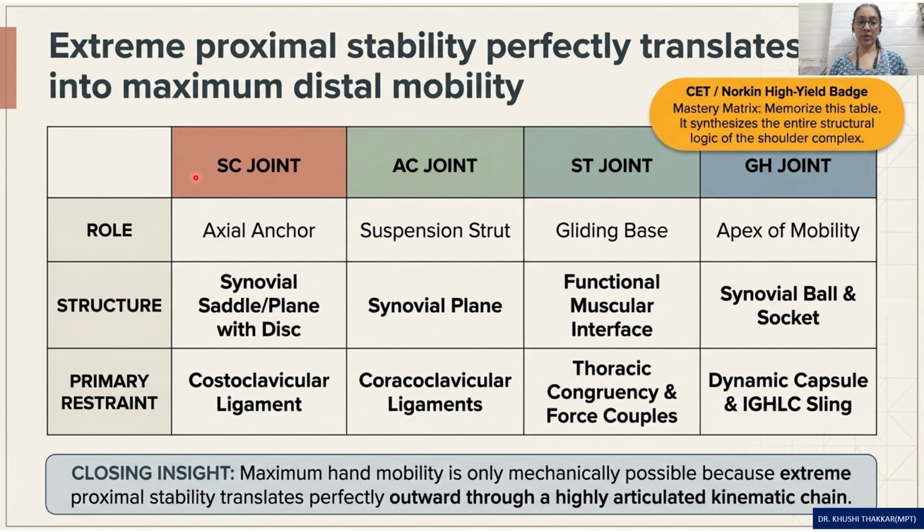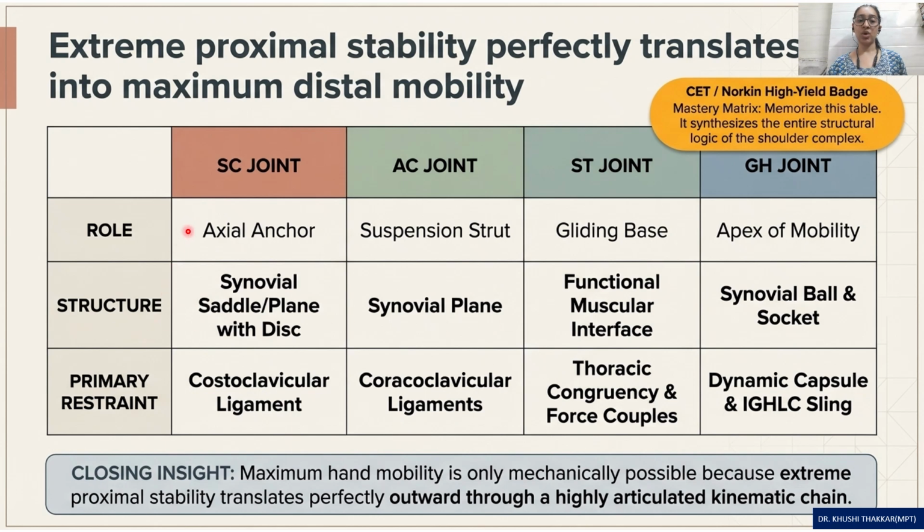Remember, the sternoclavicular joint's role is axial anchor, that is, the sternoclavicular joint connects the axial skeleton to the appendicular skeleton. The AC joint, that is the acromioclavicular joint, is the suspension strut which helps in force transmission from the limbs to the axial skeleton. The scapulothoracic joint is not a true joint, it is a functional joint which is the gliding base for the scapula over the thorax. And the glenohumeral joint is the apex of mobility, with a ball and socket structure allowing 180 degrees of abduction and flexion.